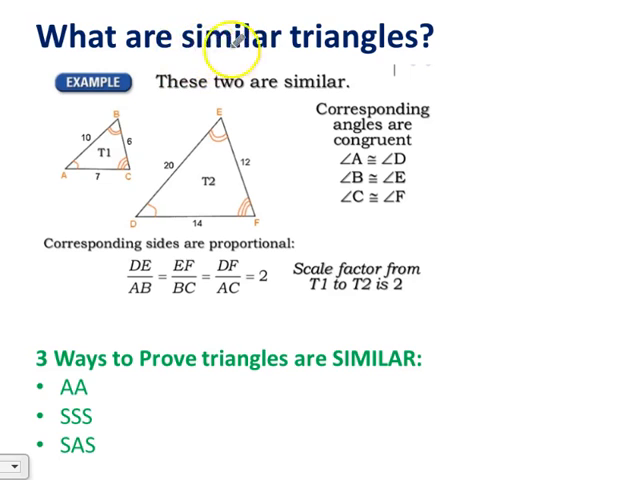All right, so we just talked a little bit about similarity. So what are similar triangles? And I think we really got this term similar down. When we've got 2 triangles that are similar, all the corresponding angles are going to be congruent. So we just chatted about that.